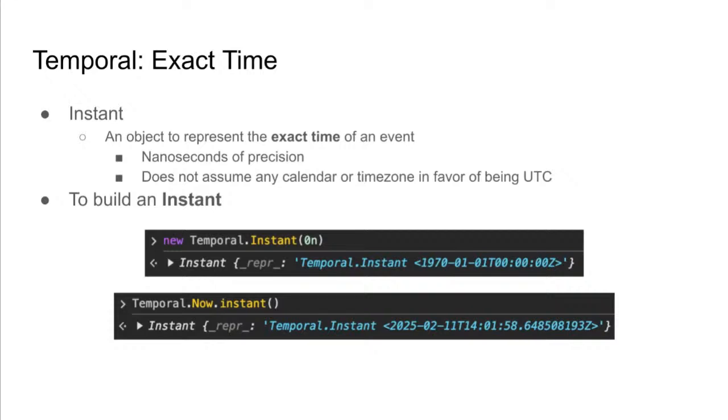Another way to build an Instant is to call the instant method of the Now class. That will work pretty much similar to Date.now, but instead of returning milliseconds, it will return the Instant object to represent that instant in time, that exact point in time. If we need to get the milliseconds or the nanoseconds later on, we can, but it will always return the construct that represents an exact time.